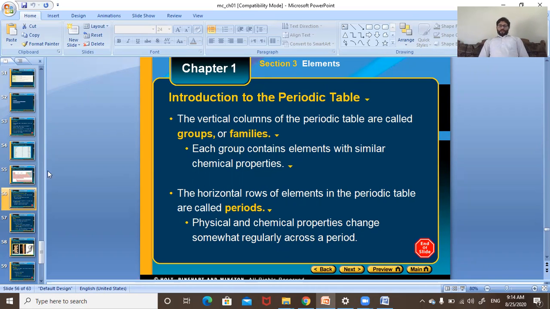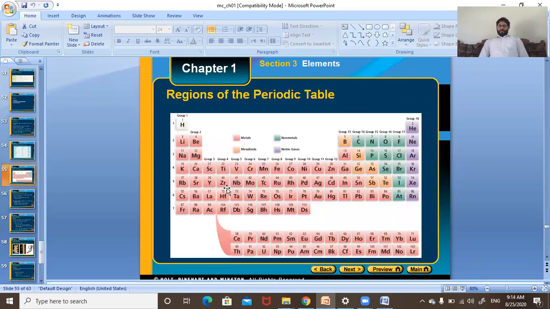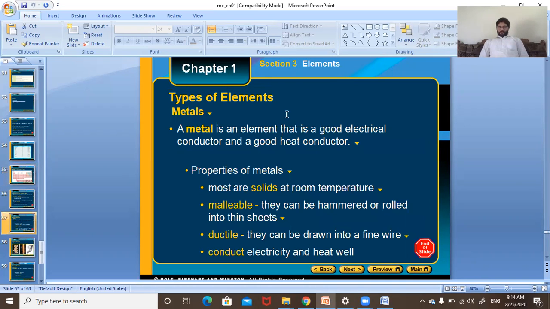Now, dear student, the elements in the periodic table are classified into metals and non-metals. Also, there is one more term, metalloid. We will discuss it at the end of the section. So today we will discuss only metals and non-metals.